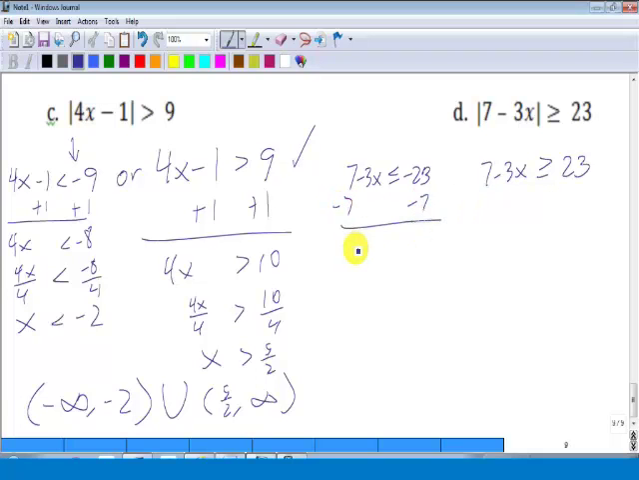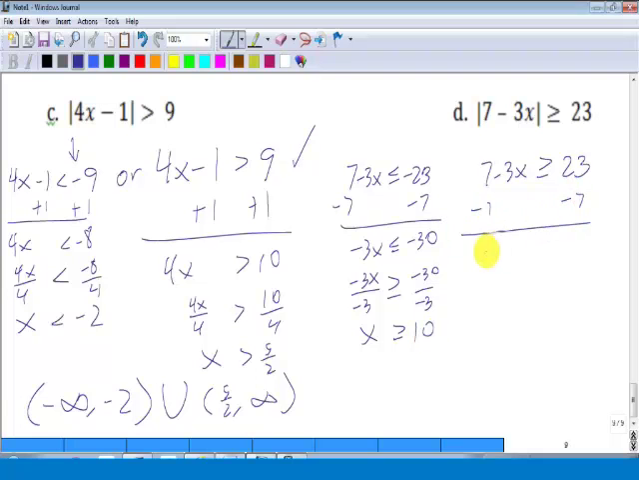subtract 7, negative 3x is less than or equal to negative 30. Divide both sides by negative 3. Reverse the direction of the inequality symbol. X might be greater than or equal to 10.